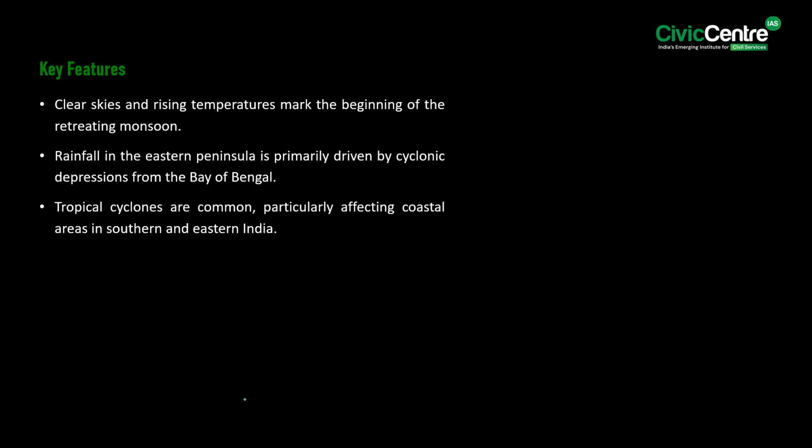Then, what are the key features of the monsoon? See, clear skies and rising temperatures mark the beginning of the retreating monsoon. Secondly, rainfall in the eastern peninsula is primarily driven by the cyclonic depressions from the Bay of Bengal. Furthermore, tropical cyclones are common, particularly affecting the coastal areas in southern and eastern India.